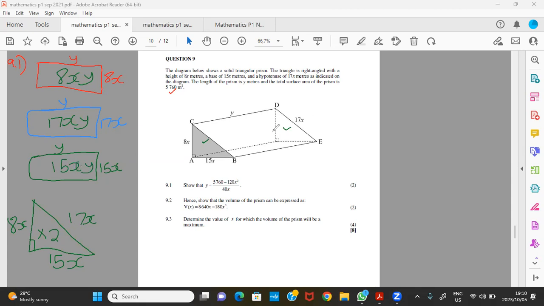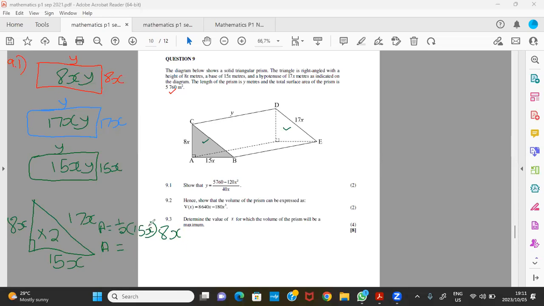Right? But then for a triangle, we know that since it's a right angle triangle, our area is going to be half our base, which is what? 15x times the perpendicular height, which is 8x. So what is it going to be? It's going to be half of 15x times 8x. So please just punch this in your calculator.